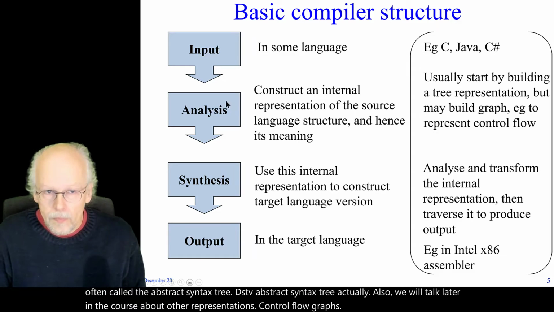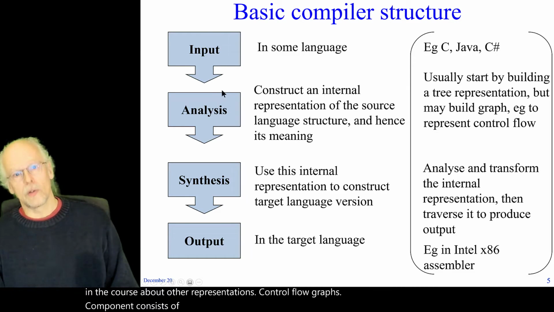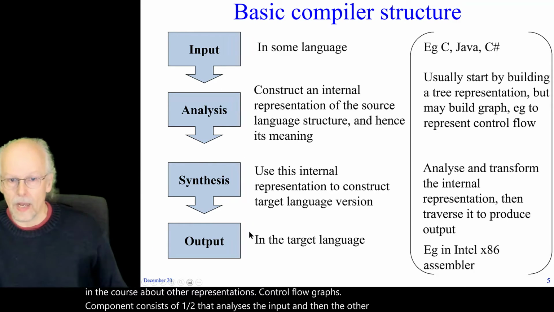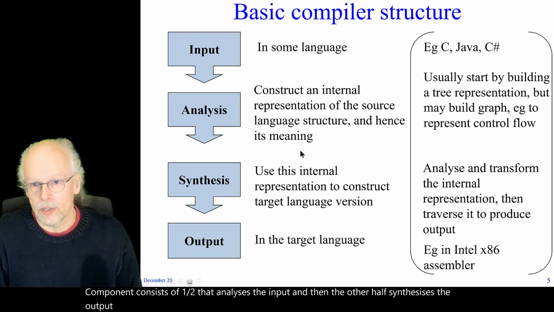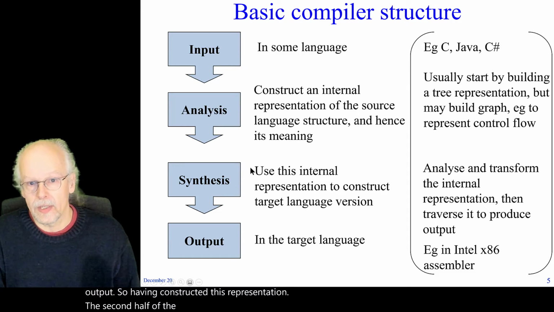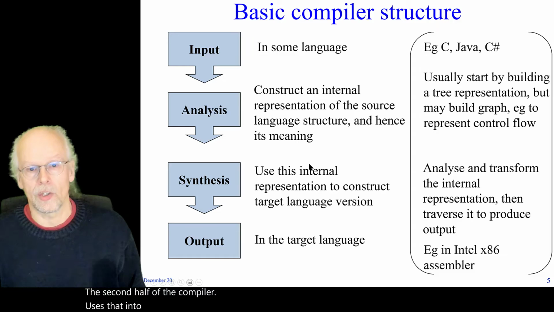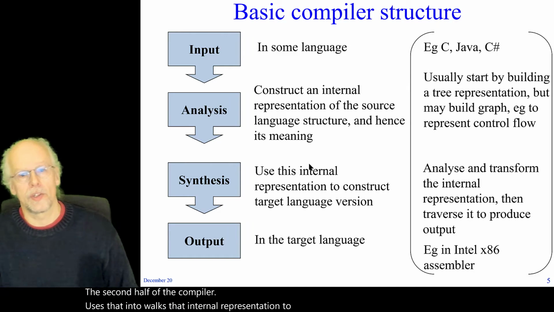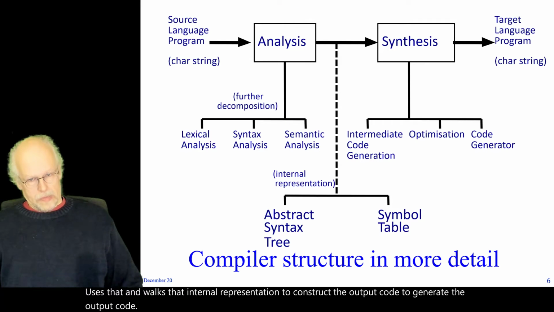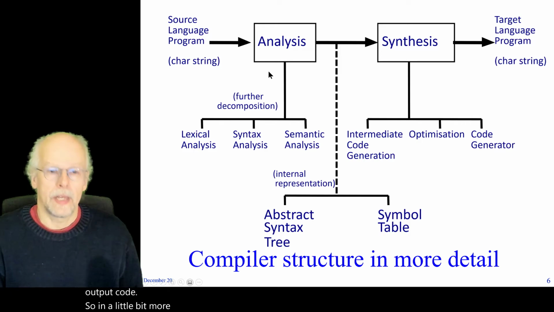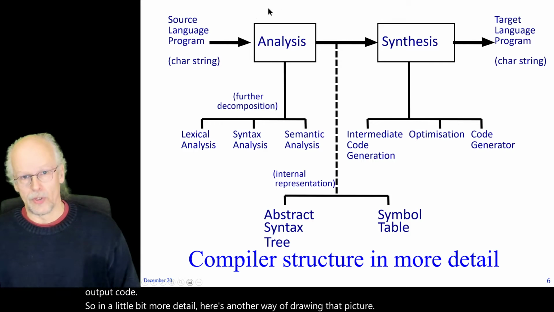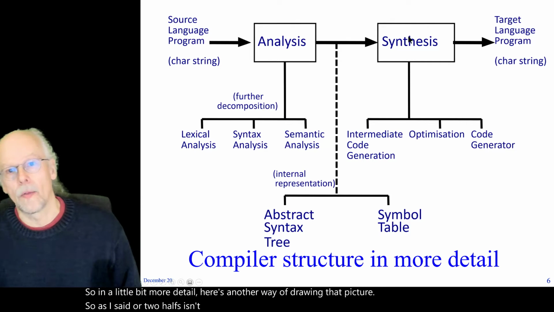So the compiler consists of a half that analyzes the input, and then the other half synthesizes the output. Having constructed this representation, the second half of the compiler walks that internal representation to generate the output code. In a little more detail, here's another way of drawing that picture. As I said, there are two halves: an analysis half and a synthesis half.